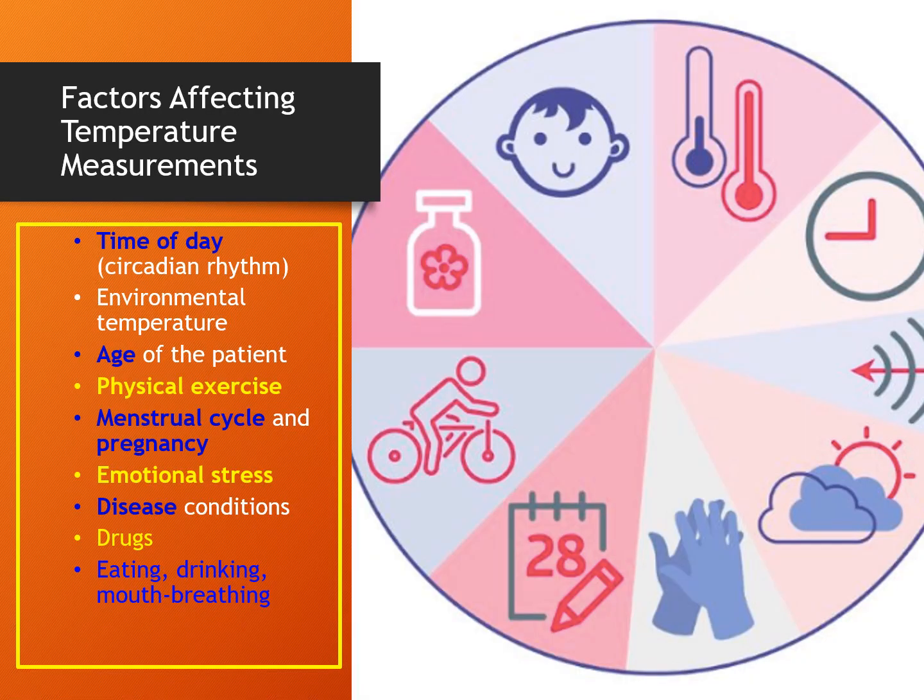So different things can affect temperature, like different times of day. Basic circadian rhythm can affect that. Environmental temperature: if you're outside in 100-degree heat here in Florida and you come inside and take your temperature, it's going to be higher because you've been out in that extremely hot weather. Age of the patient can affect it. Any physical exercise, you don't want to go jog around the block and then take your temperature because obviously it's going to be elevated. Menstrual cycle and pregnancy will affect it. Emotional stress, disease conditions, different drugs, eating, drinking, and mouth breathing all can affect it.